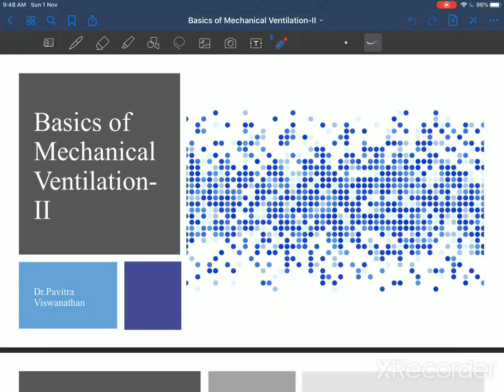Hi all, welcome back today to Basics of Mechanical Ventilation Part 2, where we will be discussing the ventilator end of delivering a breath. In last class, Part 1, we talked about what happens during a spontaneous ventilation in us, the human side of it. So today we will be looking at the ventilator side of it.